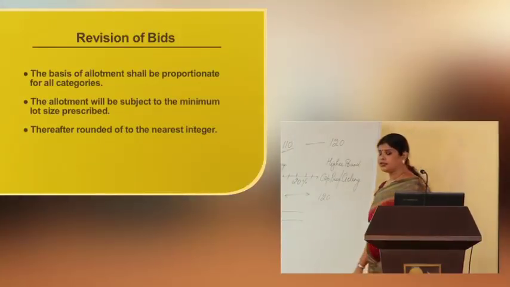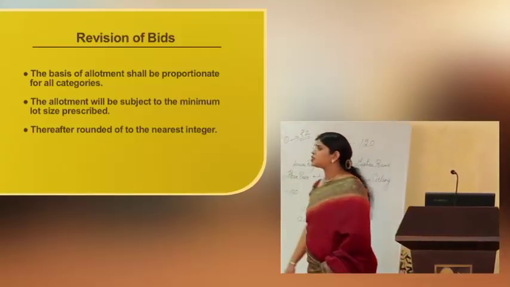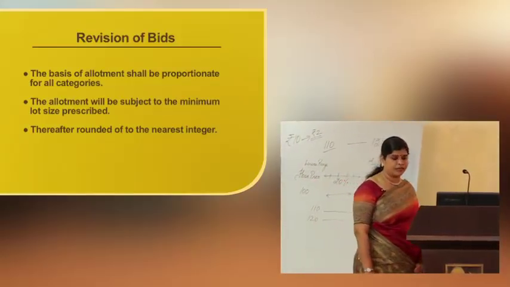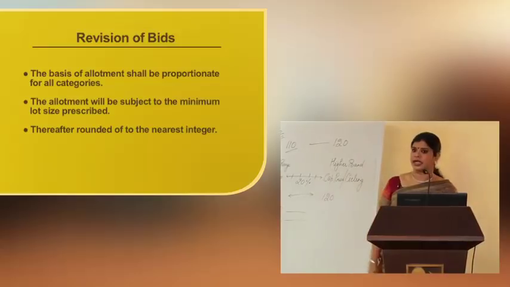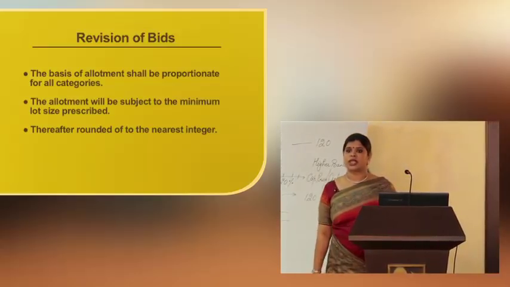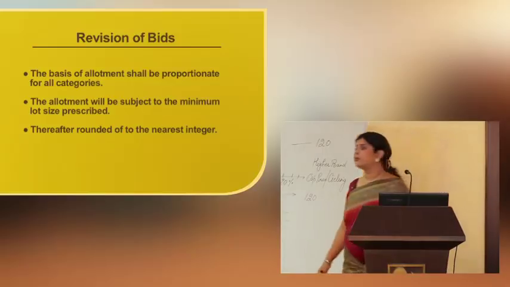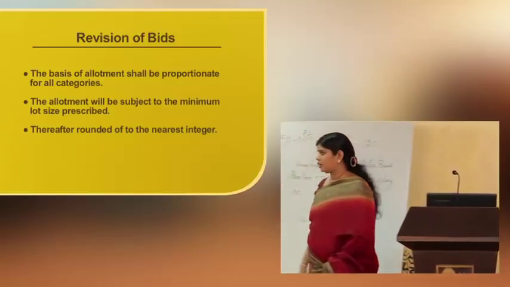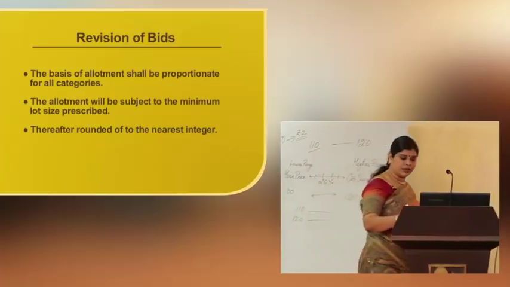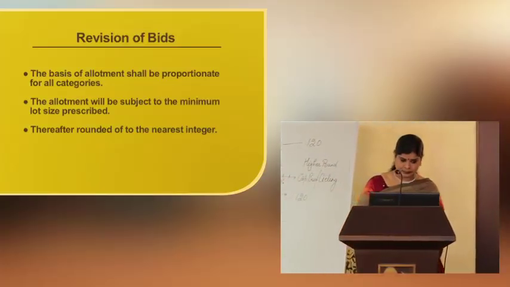So, now what is the basis of allotment, friends? The basis of allotment shall be proportionate for all categories, as we have already discussed. There are reservations for each category of investor. The allotment will be subject to the minimum lot size that is prescribed. Thereafter, rounding off to the nearest integers can be done.